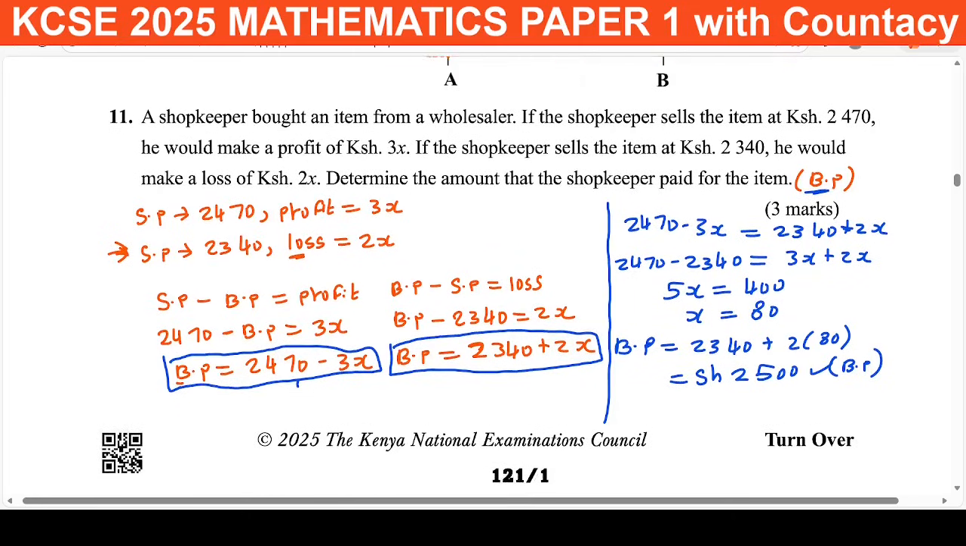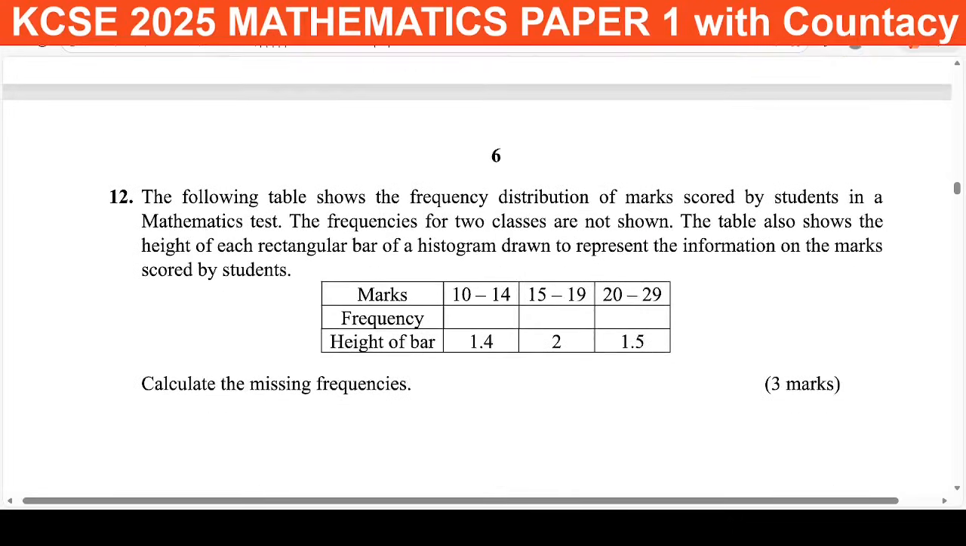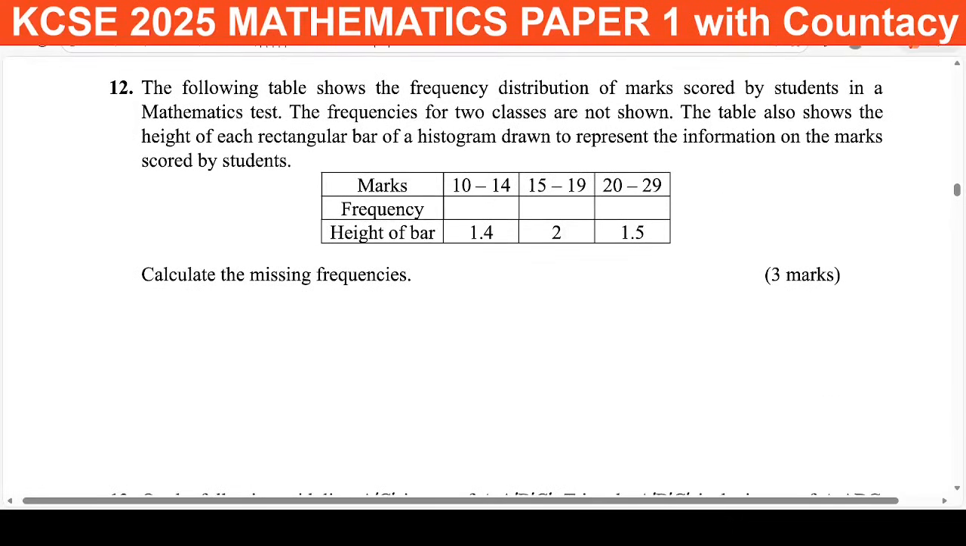Shall we move on to the next part? That is question 12. Question 12, a very wonderful and interesting question. We have the following table showing the frequency distribution of marks scored by students in a mathematics test. And then we are told that the frequencies for two classes are not shown.